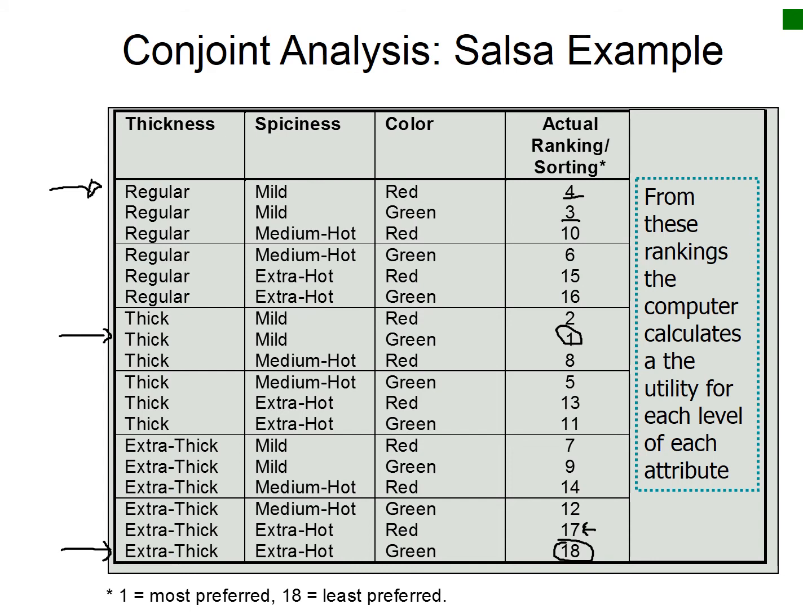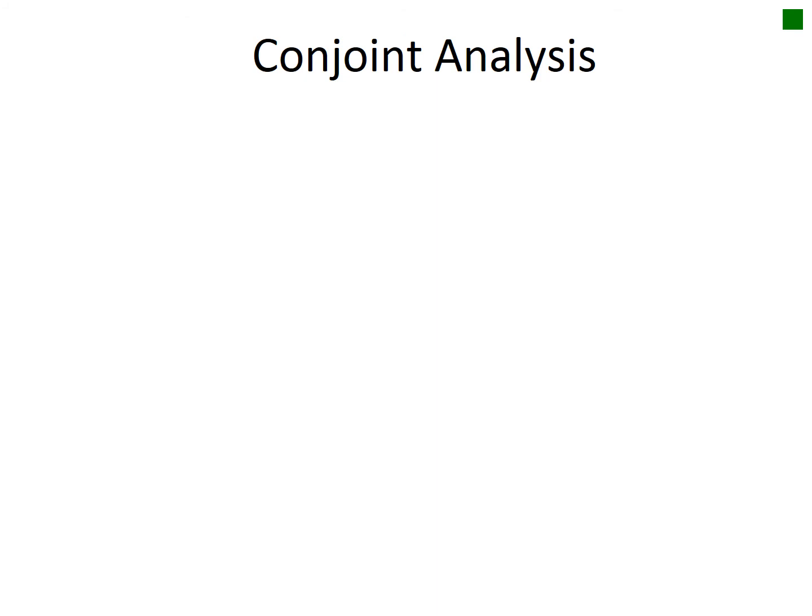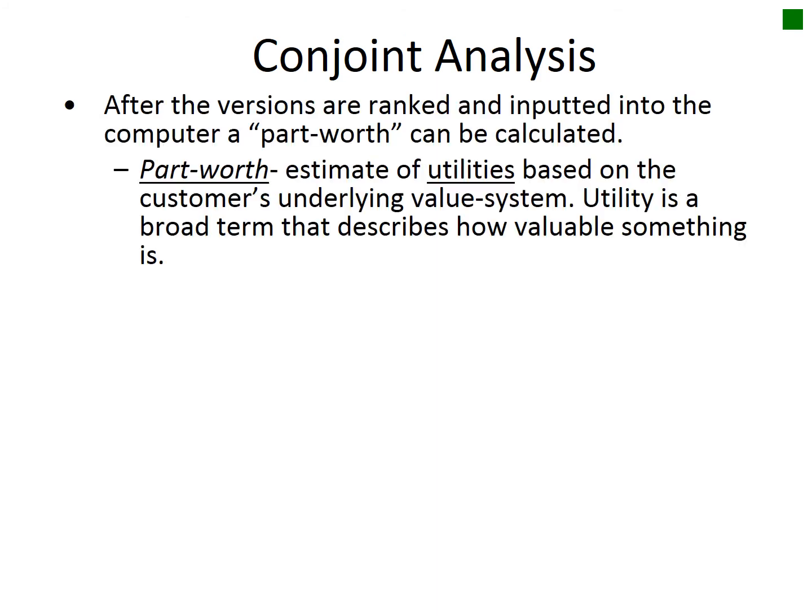And so from these rankings, the computer will calculate something called a utility, or what is officially called a part worth, for each level of each attribute. So each level of each attribute will be identified. A part worth is the estimate of utility, or the estimate of desiredness, based on the customer's underlying preferences that they create after the data is placed into a software package.